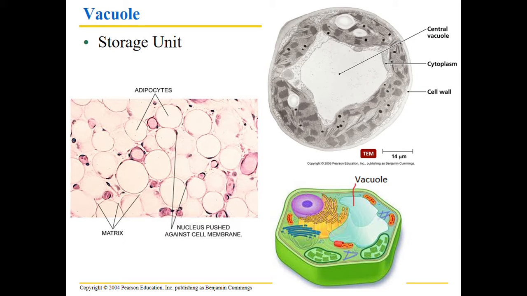And then we have vacuoles. Animals do have vacuoles. They're a lot smaller than in plant cells. In plant cells, they hold a tremendous amount of water, which is very important. In humans, we see these like in adipocytes, which hold our fat. These are our little fat cells.